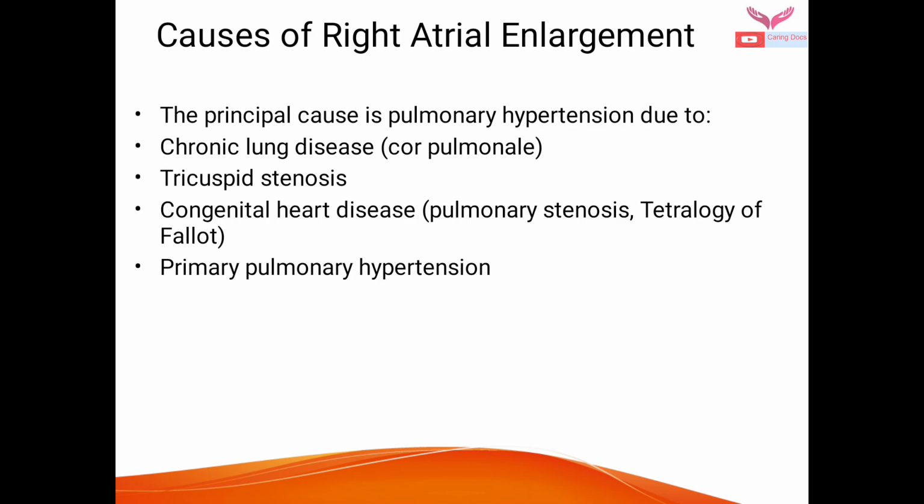Causes of right atrial enlargement are usually pulmonary causes, pulmonary hypertension due to chronic lung disease, that is cor pulmonale, tricuspid stenosis, congenital heart disease like pulmonary stenosis, Tetralogy of Fallot, and primary pulmonary hypertension.